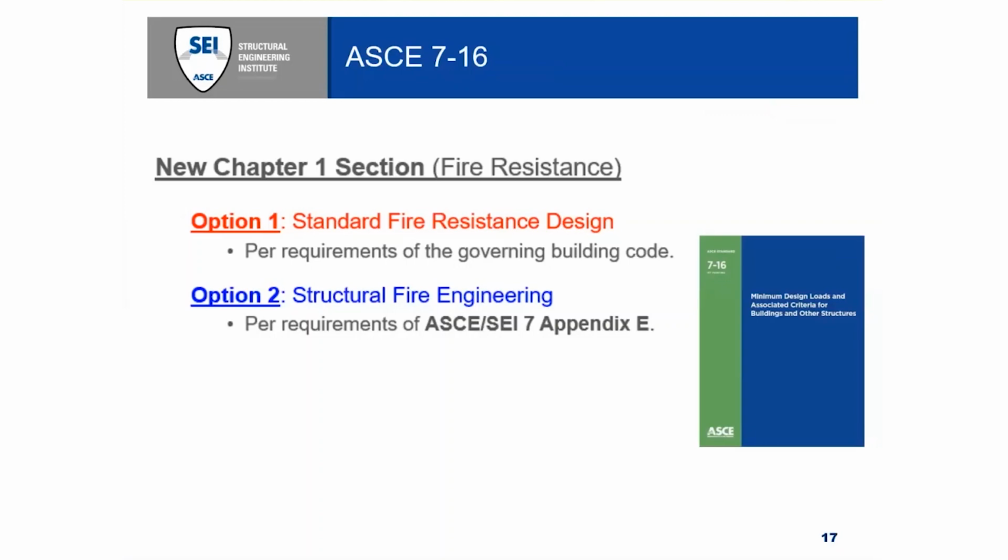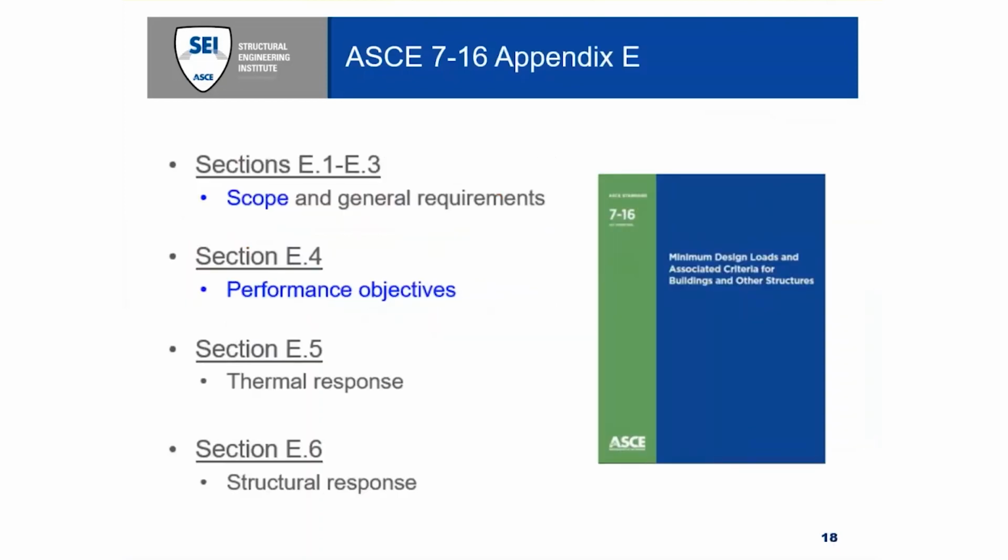The default option is for the designer to follow the standard fire resistance design provisions in the applicable building code without exception or extrapolation. As an alternative, the designer may adopt a structural fire engineering approach as constituted in the new Appendix E section of ASCE 7-16. The new Appendix E section provides overall requirements, skeletal requirements, for structural fire engineering designs. The appendix is broken down into 6 sections, and they each have commentaries.